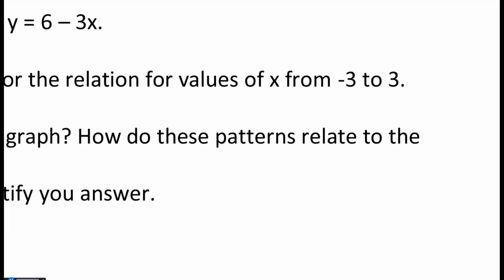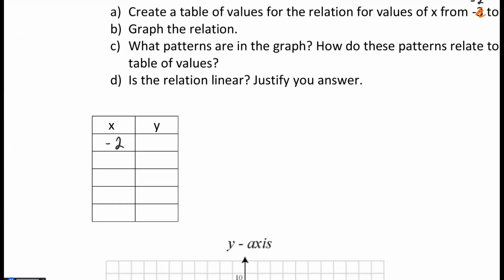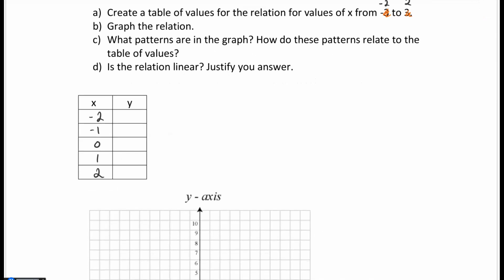Well, if you quickly look over, you're going to realize that that's not going to fit on our table. So let's change this to -2 and 2, because that will fit on our table. So -2, -1, 0, 1, and 2. Now we'll have to figure out our y. Part B says to graph the relation. Then part C is going to be what pattern.